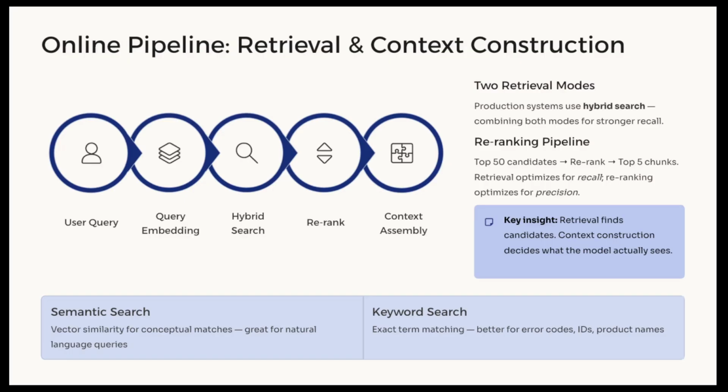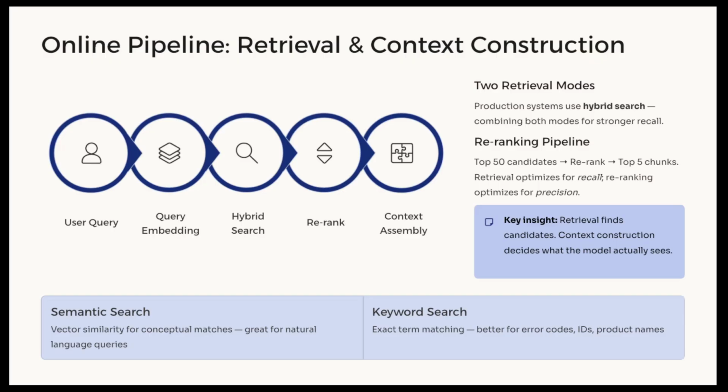This is semantic search, but semantic search alone is not always enough. For exact terms like error codes, product names, IDs, or policy names, keyword search can work better. That is why many production systems use hybrid search, combining semantic search with keyword search. After retrieval, we often use re-ranking. For example, the system may retrieve the top 50 candidates, re-rank them, and then keep the top 5 chunks. Retrieval focuses on recall, re-ranking improves precision, then the system builds the final context.